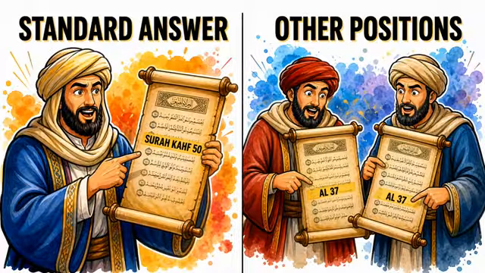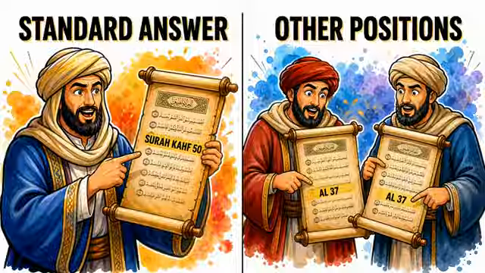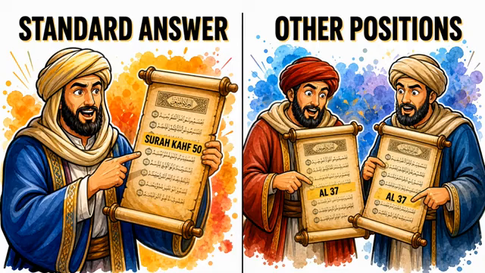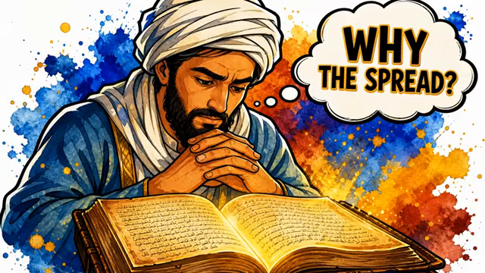But other scholars place the boundary elsewhere. Some held it begins at Al-Hujurat, chapter 49, one chapter earlier. Others pushed it back considerably further, to As-Safat, chapter 37. And there are still other positions in the classical literature beyond those three. Why the spread? Because the boundary is not marked anywhere in the text.